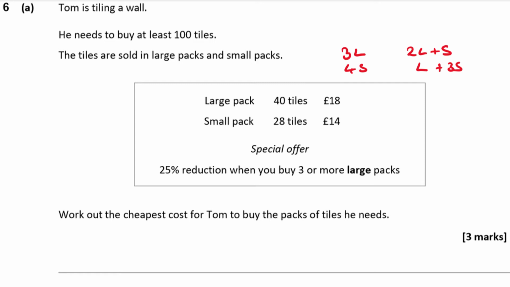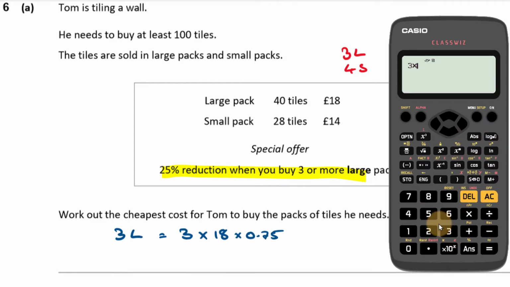Now let's work out those different combinations. Okay, so let's try working out 3 large ones to start with. Now 3 large packs, it's going to be 3 lots of 18. Now remember though, we get to apply the 25% reduction. Now if you've got 100% and you reduce it by 25%, that leaves you with 75%, and 75% as a multiplier is 0.75. So to work out the cost here, I'm going to multiply it through by 0.75 at the end. So 3 times 18 times 0.75, that one comes to £40.50.